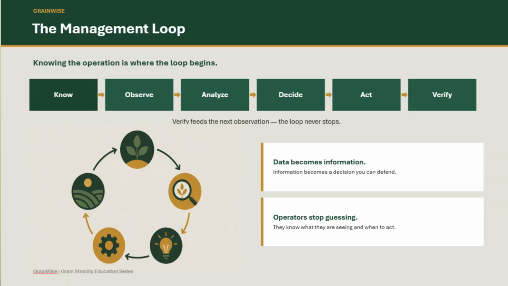This is why the GrainWise Management Framework starts with observe, analyze, decide, act, and verify. But before any of that can work, you have to know your operation. And that's where we're going next.